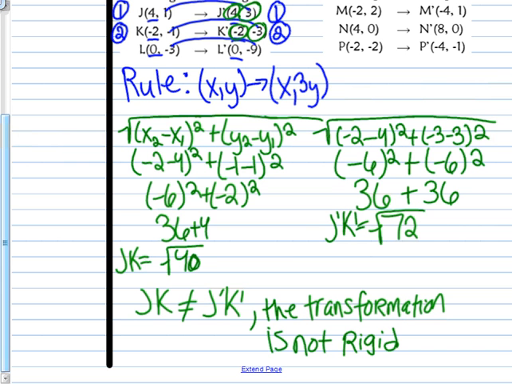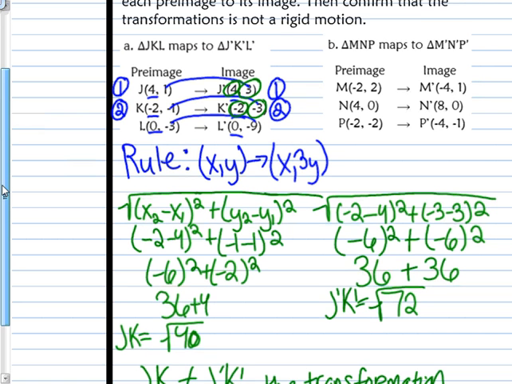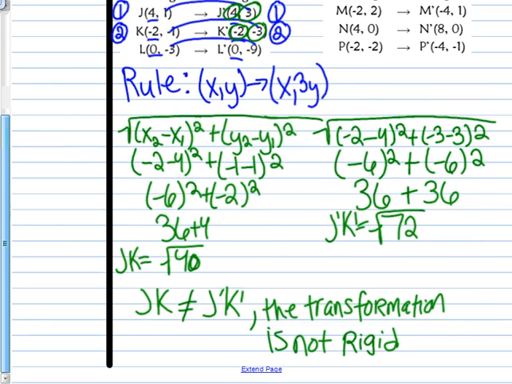Okay? So again, look at what I did. The first thing I had to do was I found the rule, and I said what was happening. And I can also tell that it's a dilation because it used multiplication. But then I did check the sides, and using the distance formula, I checked the distance of JK, found it was the square root of 40. I checked the distance of J prime K prime, found that it was the square root of 72. Those two sides are not equal, so it's not a rigid motion.